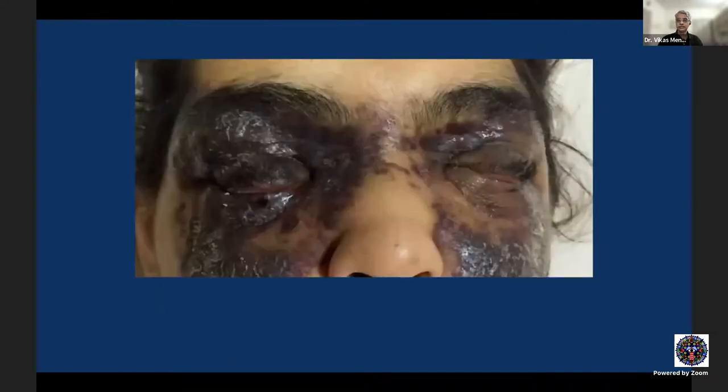Another patient presented with diffuse placoid thickening of the periocular tissues, both the eyelids, and it had been going on and spreading. She also had similar lesions on the abdomen, on the back. And what could this be? Any idea, Shefali, Rolika? Any guesses?